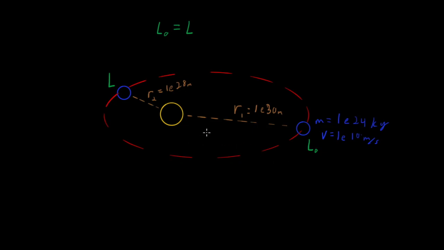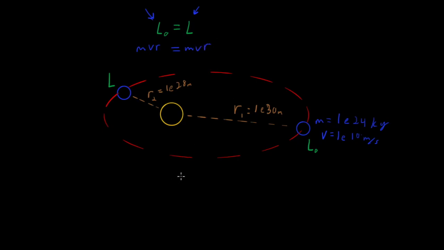This is really common in orbital motion. We have a planet revolving around the sun here. And so this planet has a really exaggerated elliptical orbit with a radius at our starting point of 1e30 meters. It's got a mass of 1e24 kilograms and a velocity of 1e10 meters per second. So we're going to have our initial and our final angular momentum being equal to each other. And both of these are going to be based on mvr.